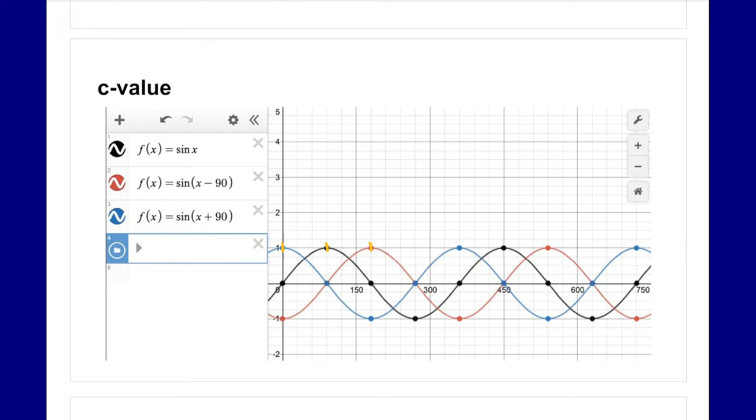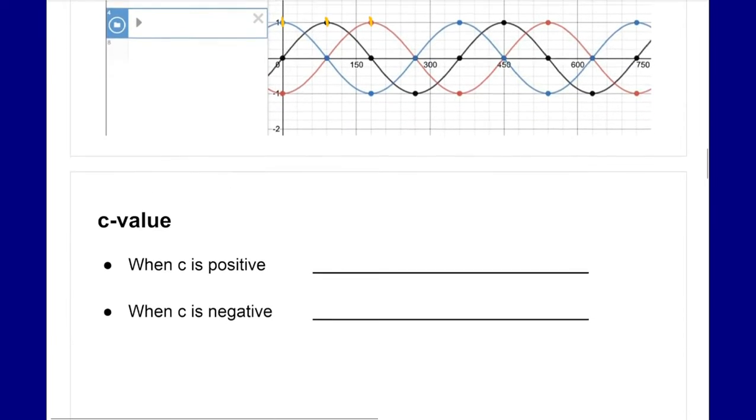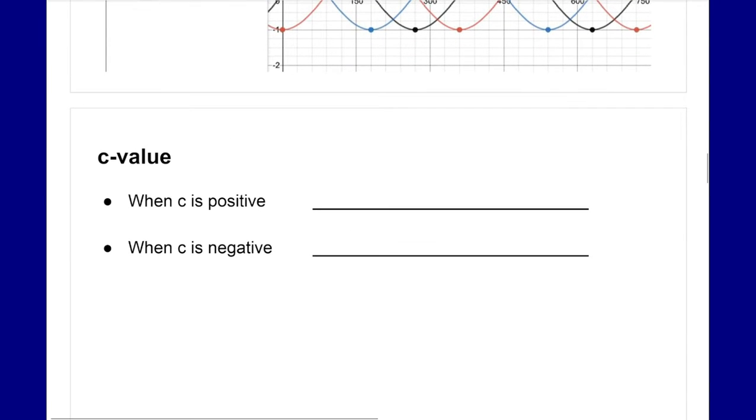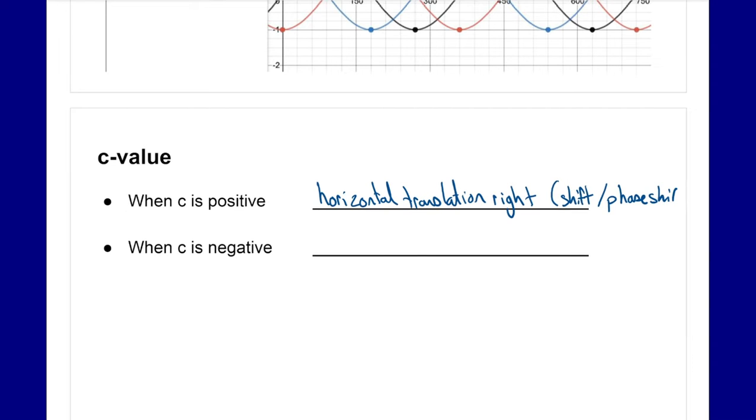So the c value. When c is positive, you could say you have a horizontal translation right. You could also say shift right, or you could say phase shift. So again, just some different terminology.